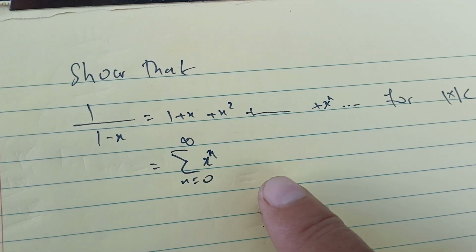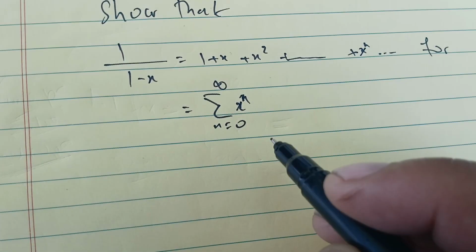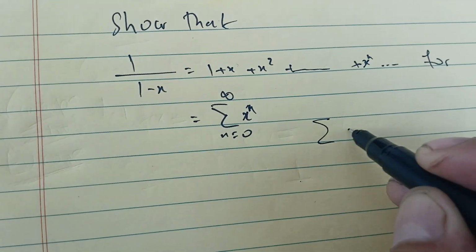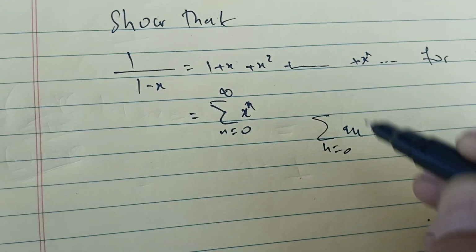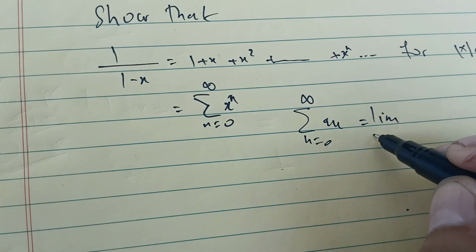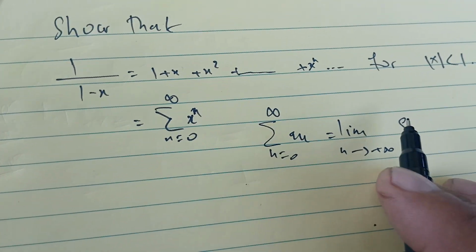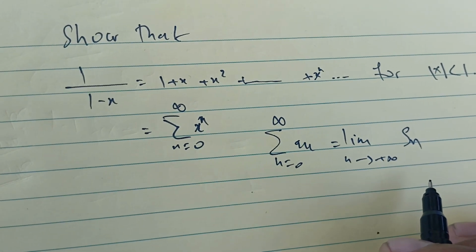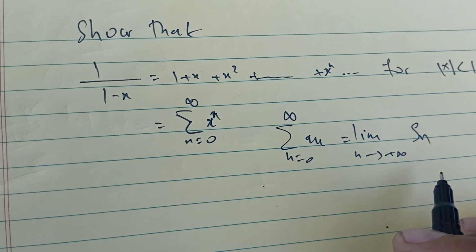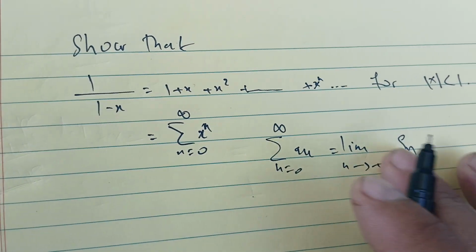Okay? So the key idea here is to use the definition. We know that the series of a_k, going from 0 to infinity, is the limit as n goes to infinity of S_n, where S_n is the nth partial sum. Okay, that's what we're gonna do here.